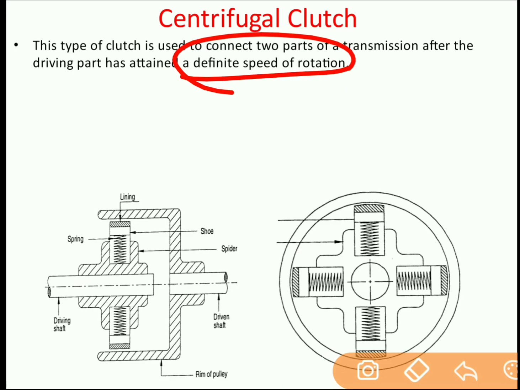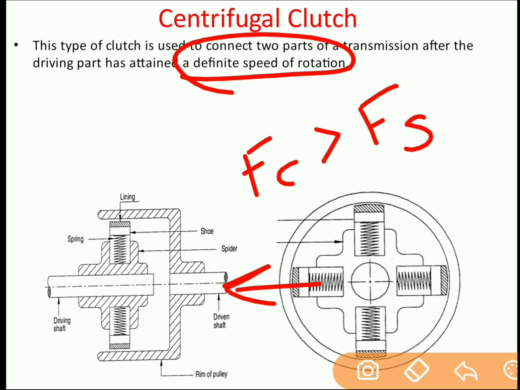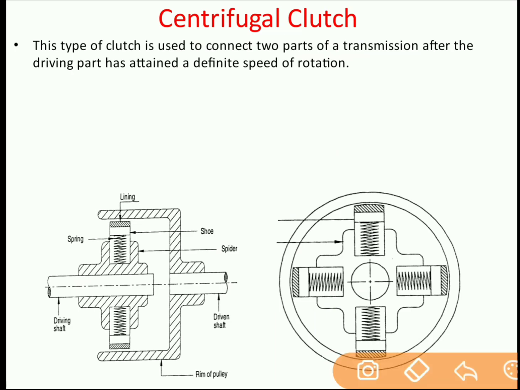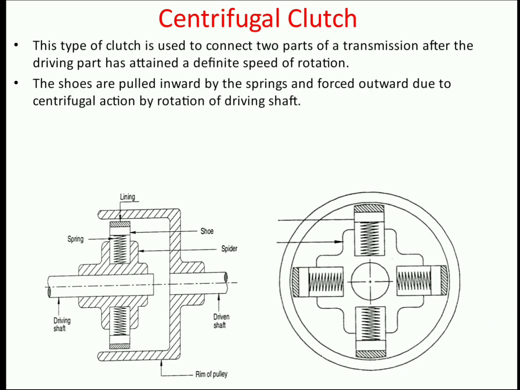So after a certain specific speed, centrifugal force will be greater than the spring force. So net force will be in the radially outward direction, that is, centrifugal force is greater than the spring force, and this disc will come in contact. And when the speed is very low, centrifugal force is less than the spring force. So net force is in the radially inward direction, and the clutch will be in the disengaged position.